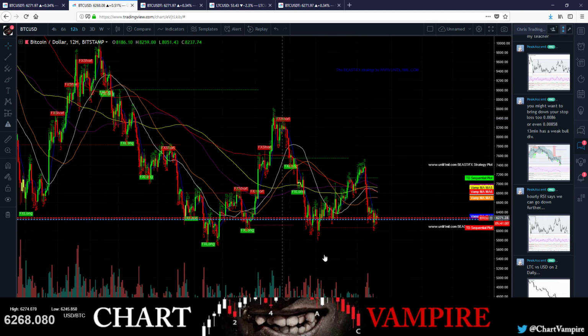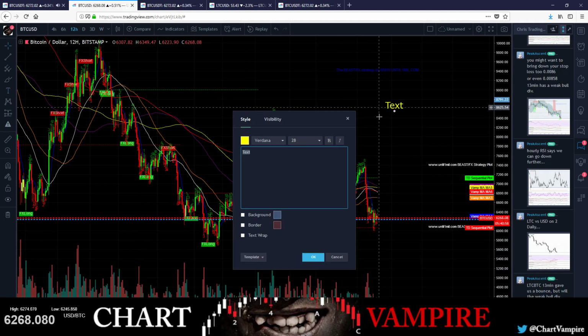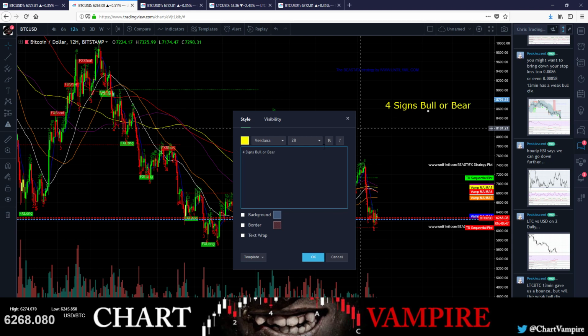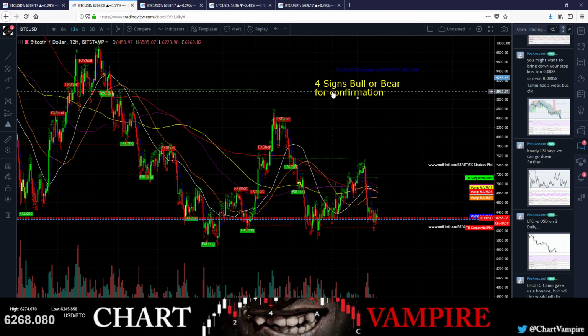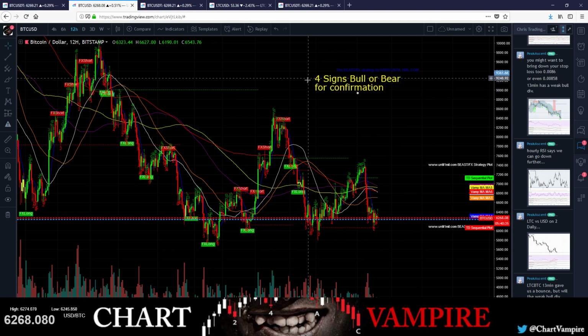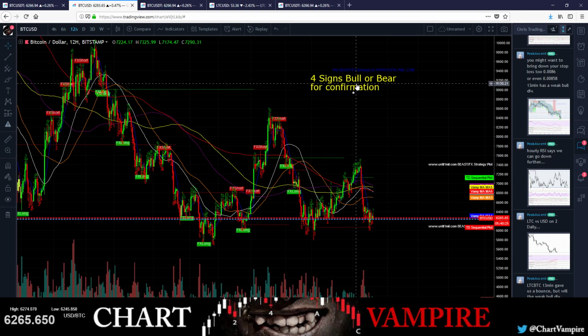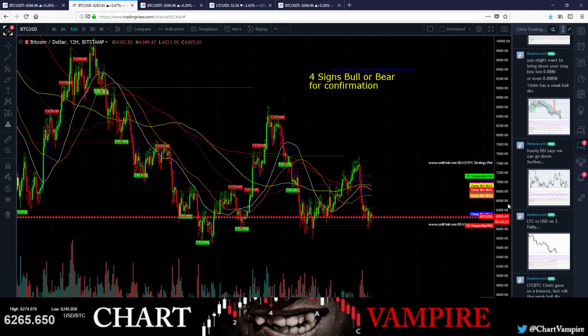Okay, and what you're always looking for is a combination. I always look for four. I'm looking for four signs, bull or bear, right, for confirmation. So you want to have 4 or 5 signs, at least 4 signs. Now, if I have 4 bearish signs and 1 bullish sign, that's okay. A 3 out of 4 ain't bad, but I'd like to have 4 out of 4 bearish or bullish signs before I confirm a trade, right?